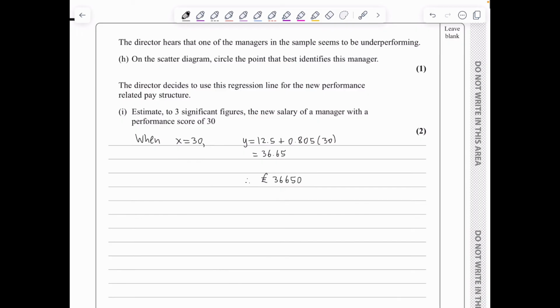36,650. If you stop at 36.65, you will be penalized with a mark. They are asking for the new salary, so you have to give it in the right form with the right units.